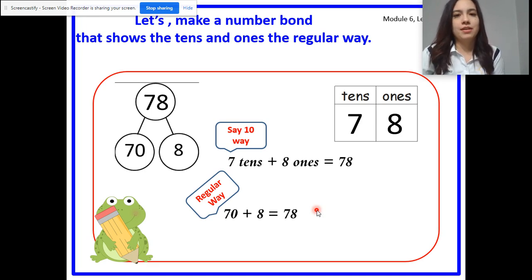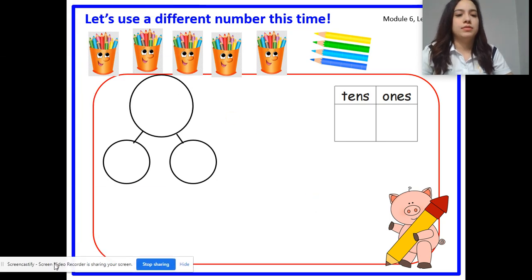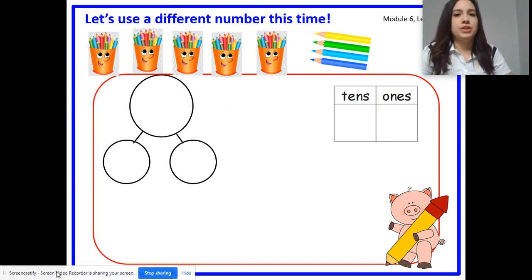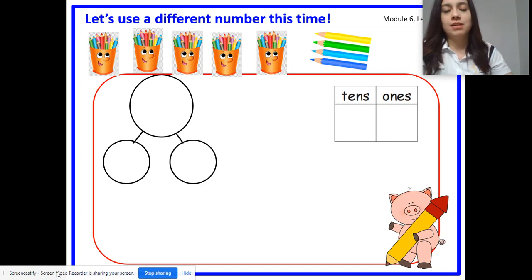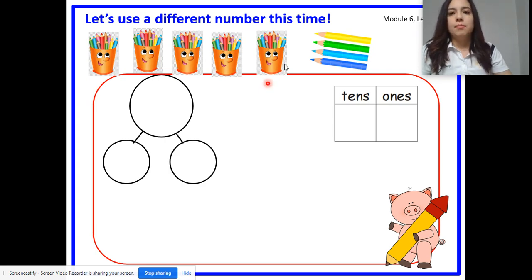Okay, are you ready? So now, we're going to start with this problem. Make sure you have your second place value chart ready. Ready? So let's use a different number this time. Look at my picture. I have some groups of crayons that I organized last time. But I had some left over that I could not put in a group of 10.